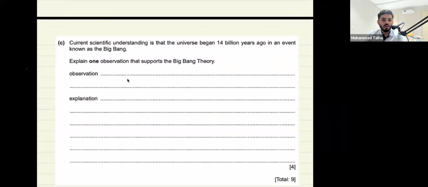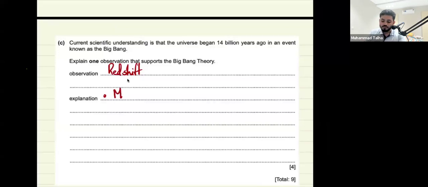This is what I'm talking about, which is that, for example, in this case, how does redshift support the Big Bang theory? There are really a few steps that you need to talk about, a few reasons, and you go exactly in this order.